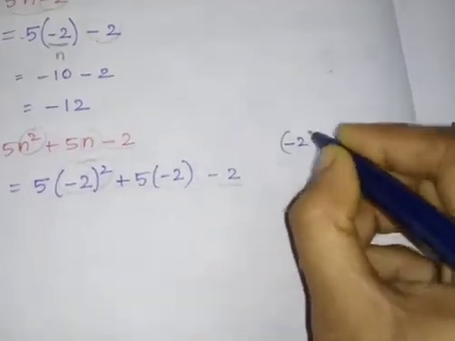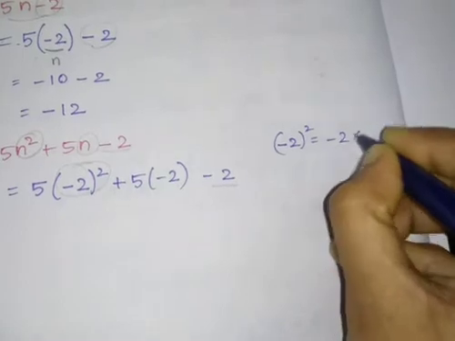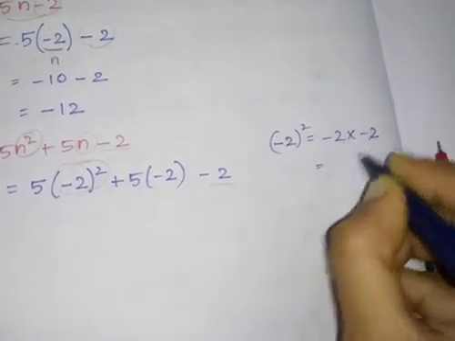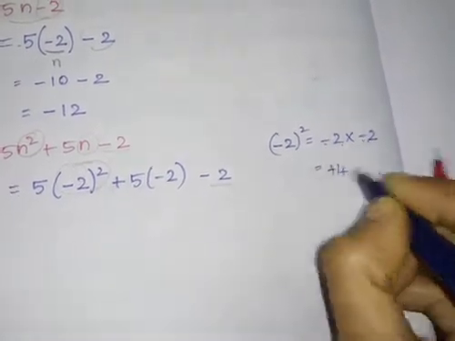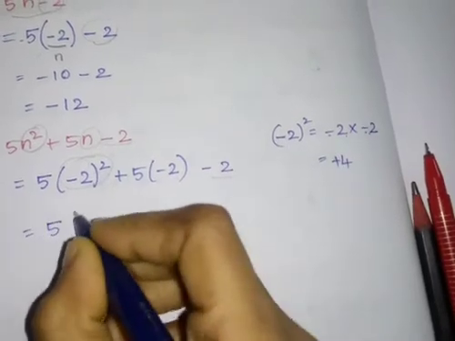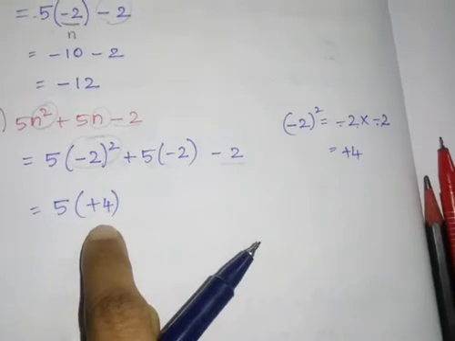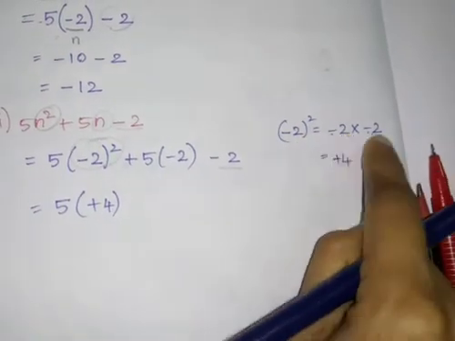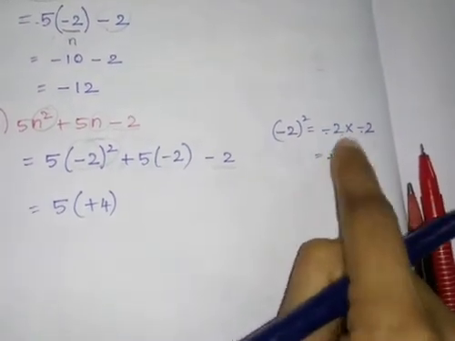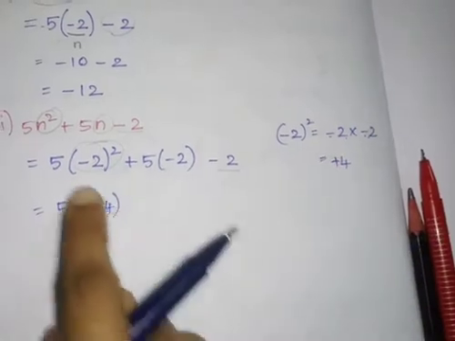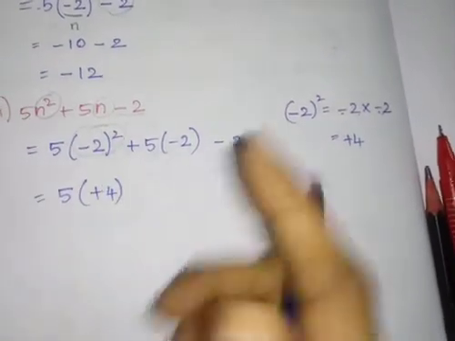Minus 2 the whole square is nothing but minus 2 into minus 2. Correct? 2 2s are 4. Minus into minus, plus. Upper 5 into plus 4. Correct? Minus 2 the whole square is what, children? Plus 4. 2 2s are 4, then minus into minus plus. Minus 2 the whole square is nothing but plus 4.